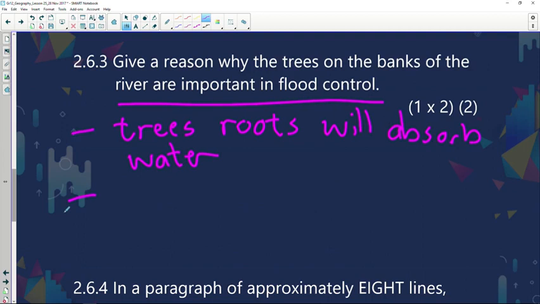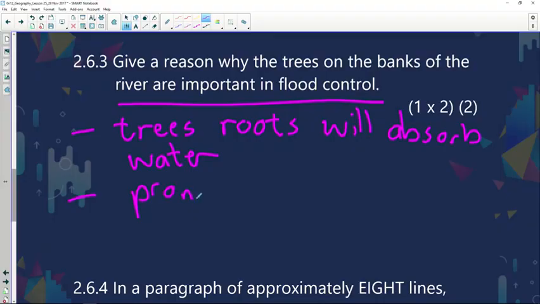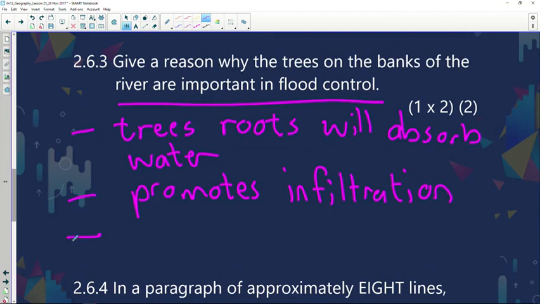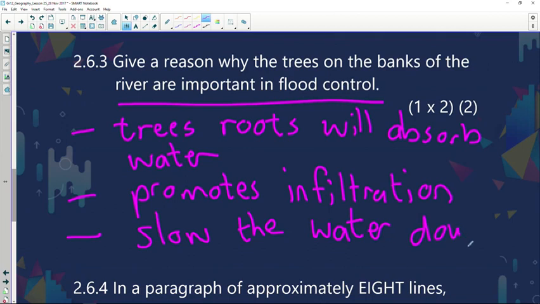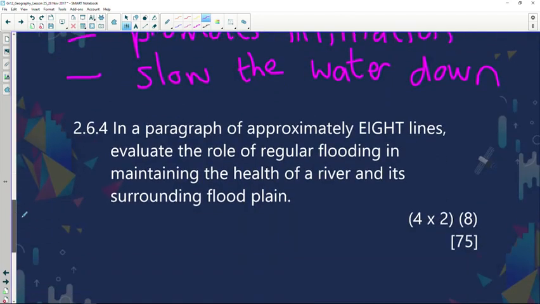And we've looked at drainage density. A high drainage density is because there's a lack of vegetation, and a low density is when there's a lot of vegetation and it promotes infiltration. So the water will rather infiltrate than run off. And lastly, it will slow the water down towards the floodplain.